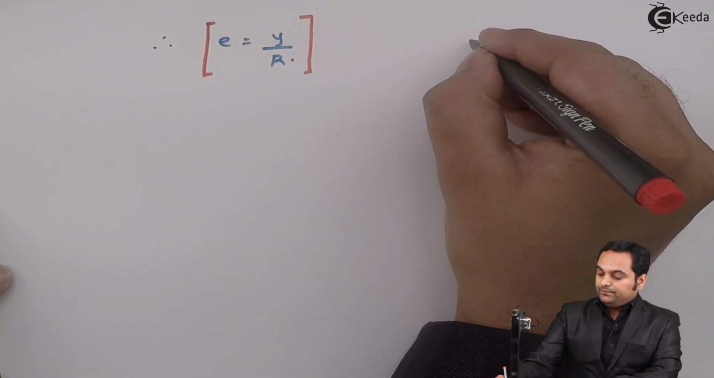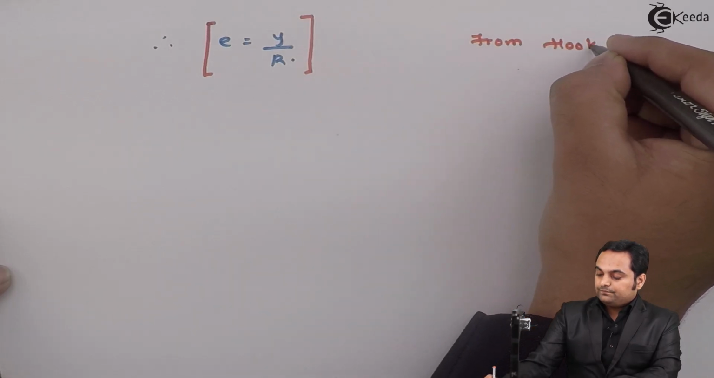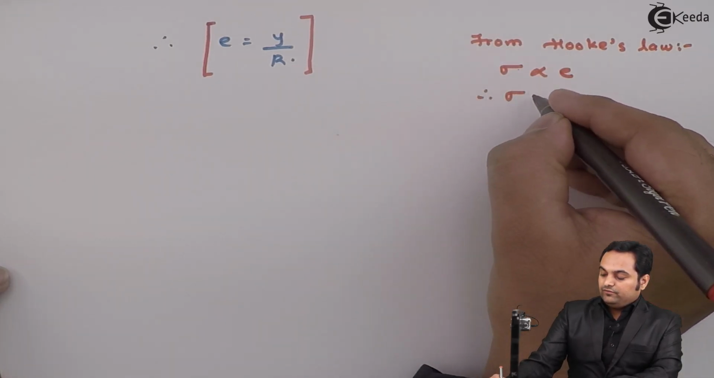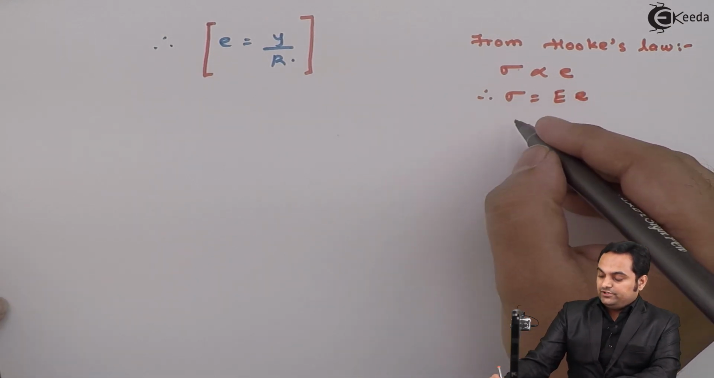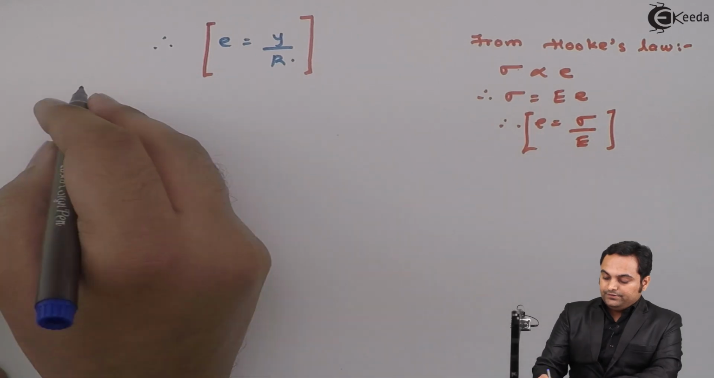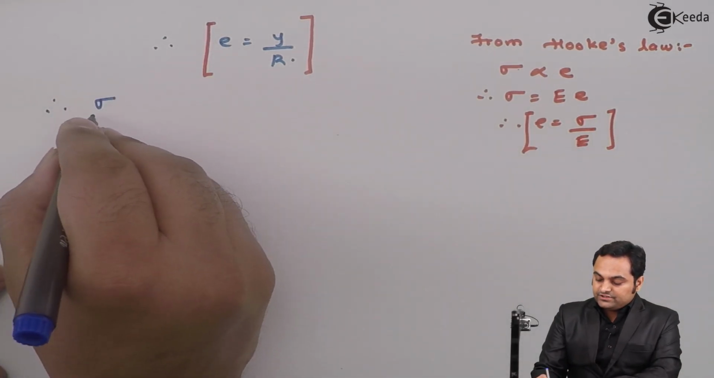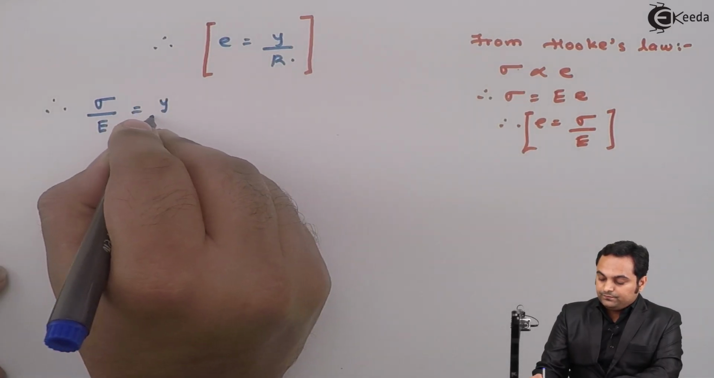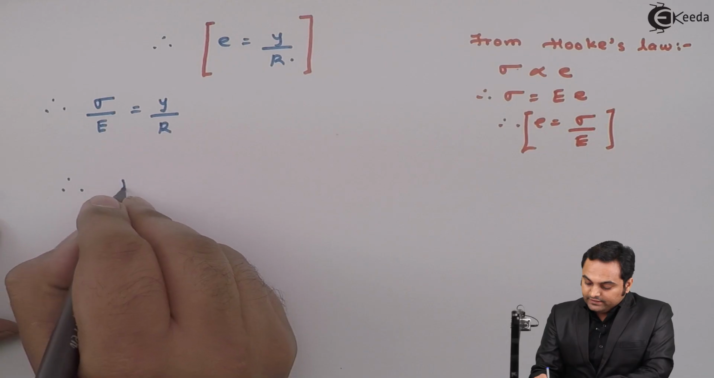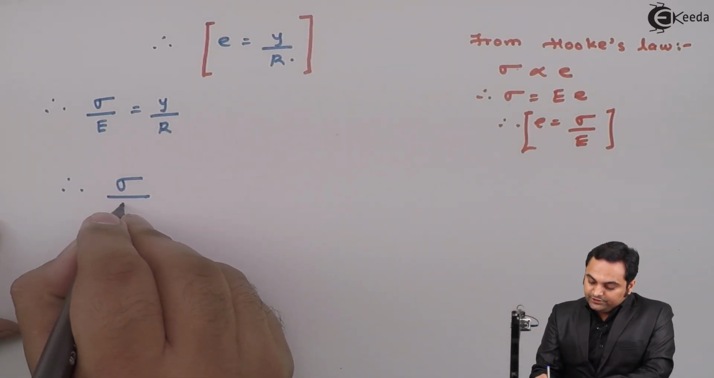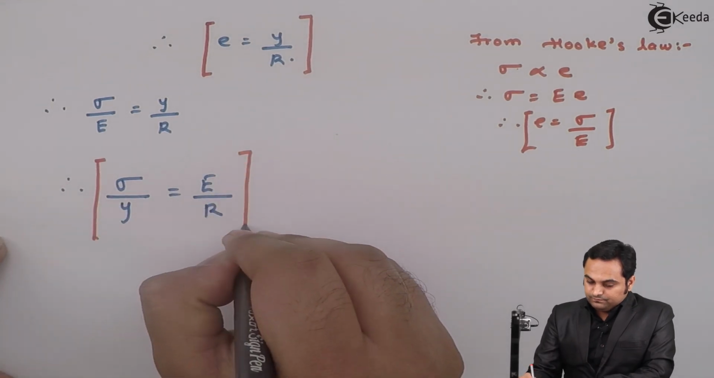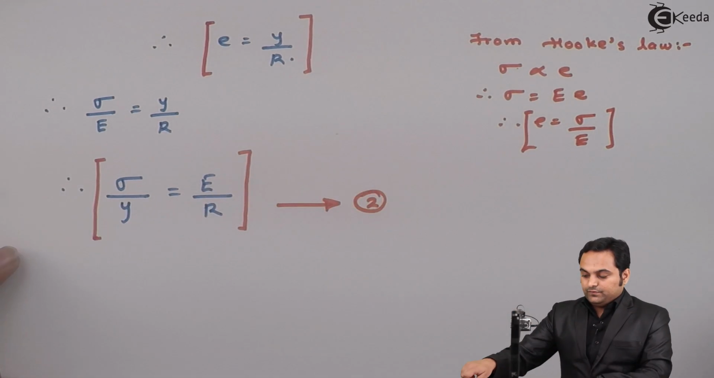But I can say that from Hooke's law, as we know that in Hooke's law stress is directly proportional to strain. When we remove the proportionality sign, we have a constant which is called Young's modulus. So strain will be stress upon Young's modulus. So I'll use this relation, and therefore instead of small e, I'll write down stress upon Young's modulus is equal to y upon R. Next, I'll shift the terms. So therefore sigma, I'll keep it as it is. Y, I will shift it in the denominator here. E will go into the numerator divided by R, keeping this as the second equation.